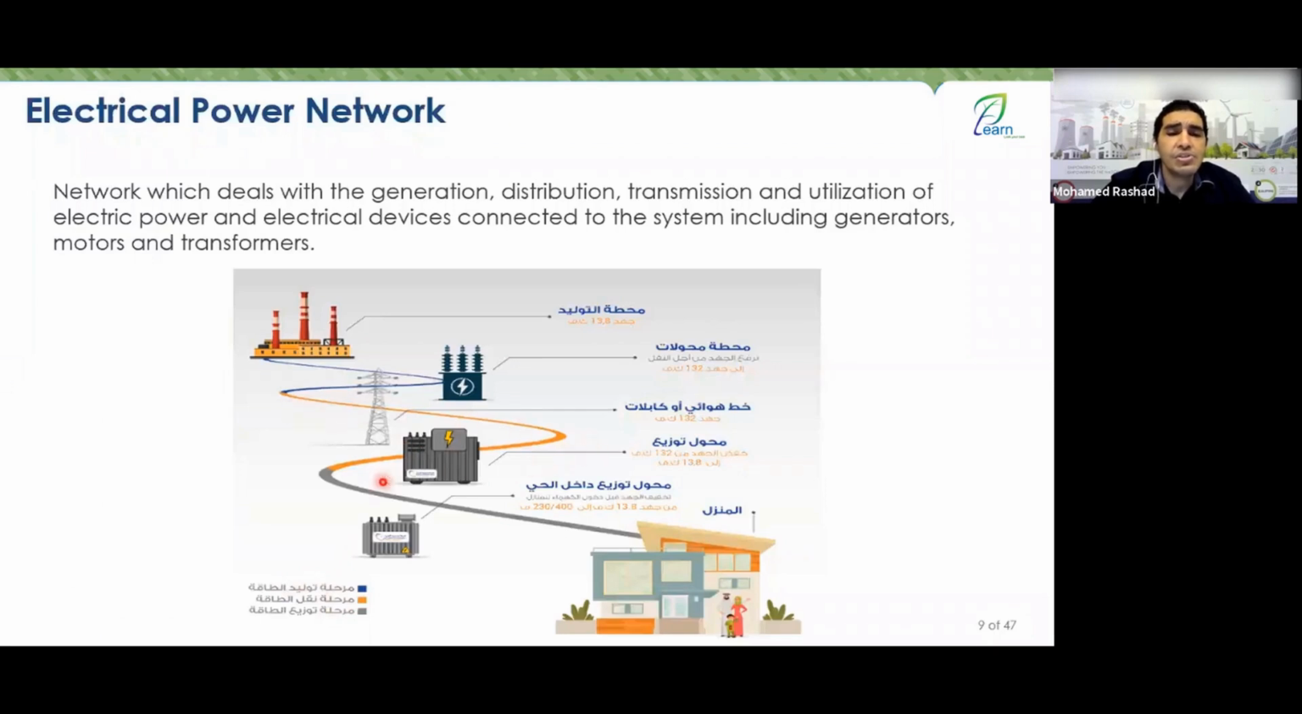After that, until it reaches this distribution transformer, it is the power transmission stage. And finally, this part is the distribution station.